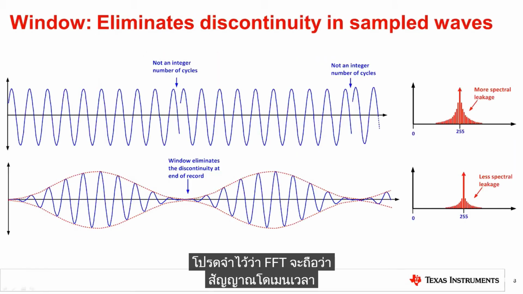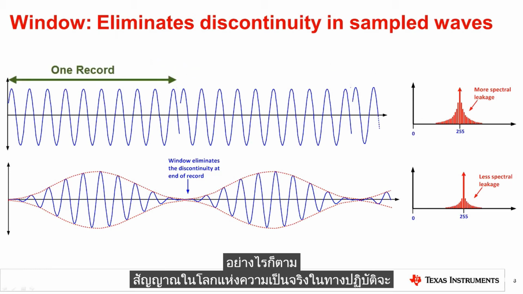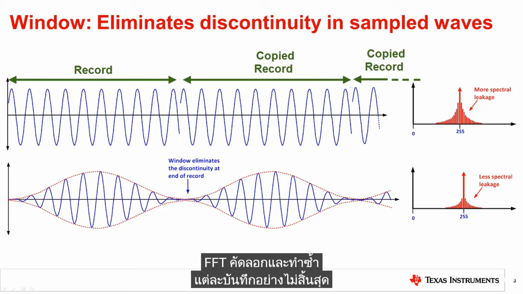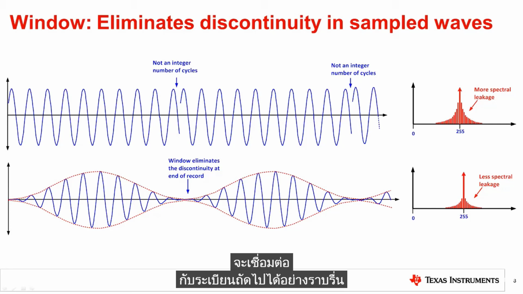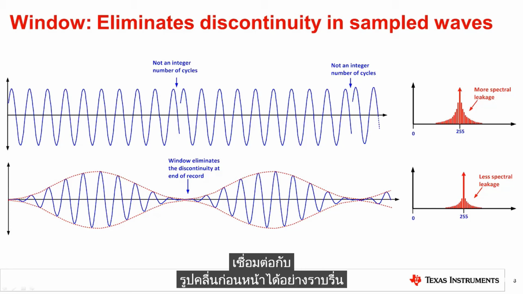Remember, the FFT assumes that the time domain signal continues infinitely in time. However, practical real-world signals always contain a finite number of points called a record. The FFT copies and repeats each record infinitely. If the time domain signal is an integer multiple of the sampling frequency, then each record will connect smoothly to the next record. On the other hand, when the signal is not an integer multiple of the sampling frequency, the repeated waveform will not smoothly connect to the previous waveform, and there will be a discontinuity.